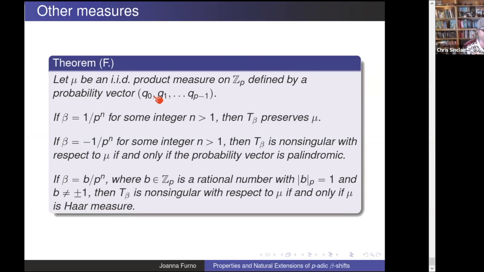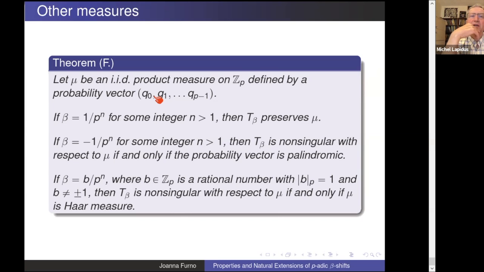Questions from the audience? It must be odd then, for this to be defined, right? Sorry? P must be odd then. It must be an odd prime, right? P, yes. Because otherwise you cannot talk about palindrome. Right? Yeah.